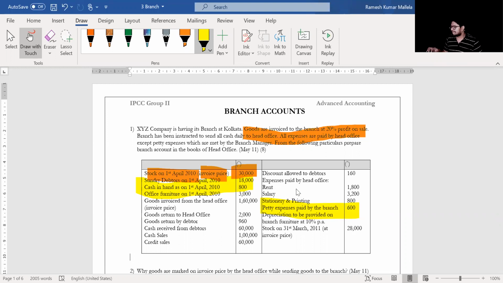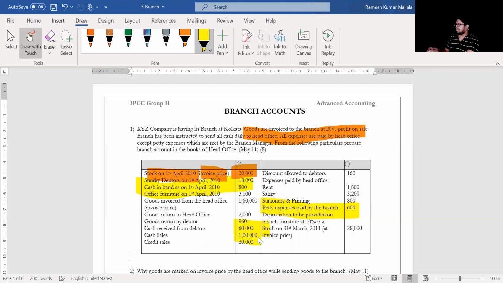Okay. So that means all other monies, whatever is collected, 60,000, 1 lakh is completely refunded or remitted to head office directly. Hence, I have taken directly that 1,60,000 as received from branch. Clear? Next.